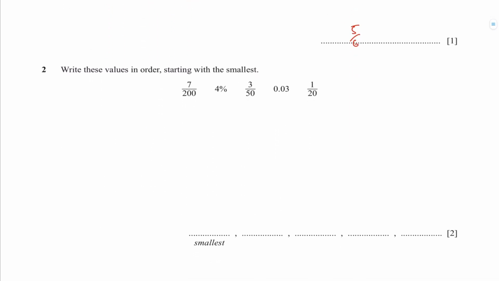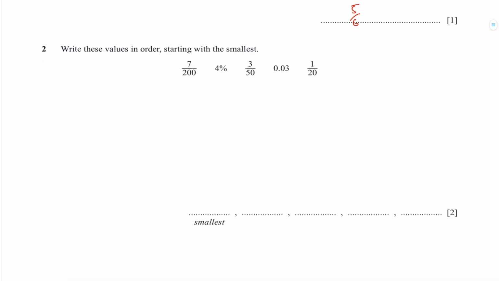Okay, next we have to write these values in order, starting with the smallest. So basically we have to write them in ascending order. In order to be able to compare them comfortably, we need to make sure that all of them are in the same form. Right now one is in fraction, one is in percentage, and the other is in decimal. So what I'll do is I'll instead write all of them in decimal. So we're going to start with 7 upon 200. So let's figure out what 7 divided by 200 is.